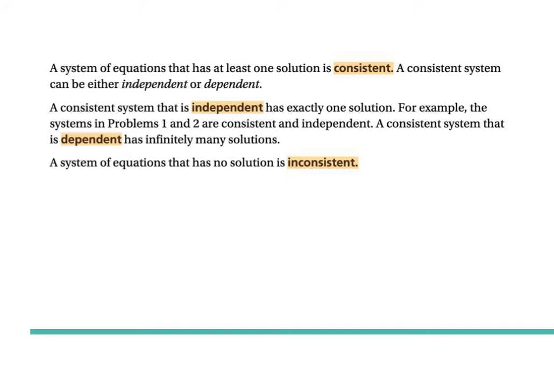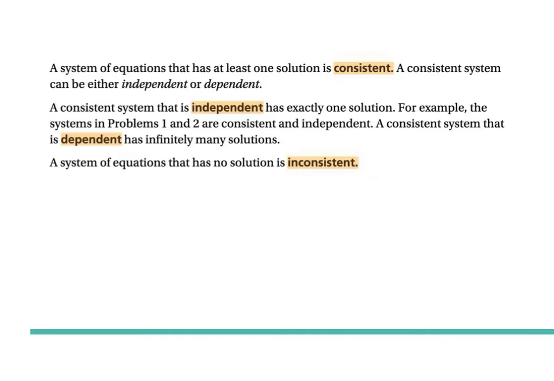These are vocabulary words. You will need to know these. Consistent, independent, dependent, and inconsistent. Consistent means you have a solution. Independent means it's one. Dependent means it's infinitely many. And inconsistent means that there's no solution at all. Say it again. Nope, just one. Exactly one solution. Like the examples that we just did, where there was only one point where they crossed? That was exactly one solution.